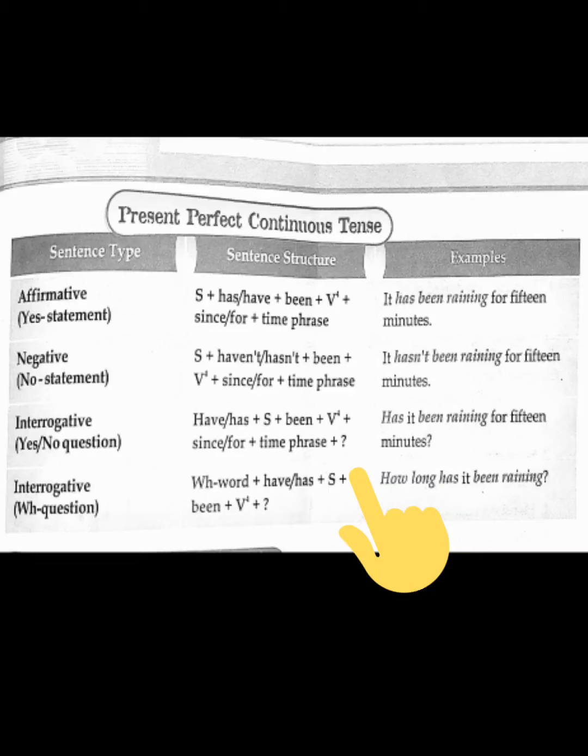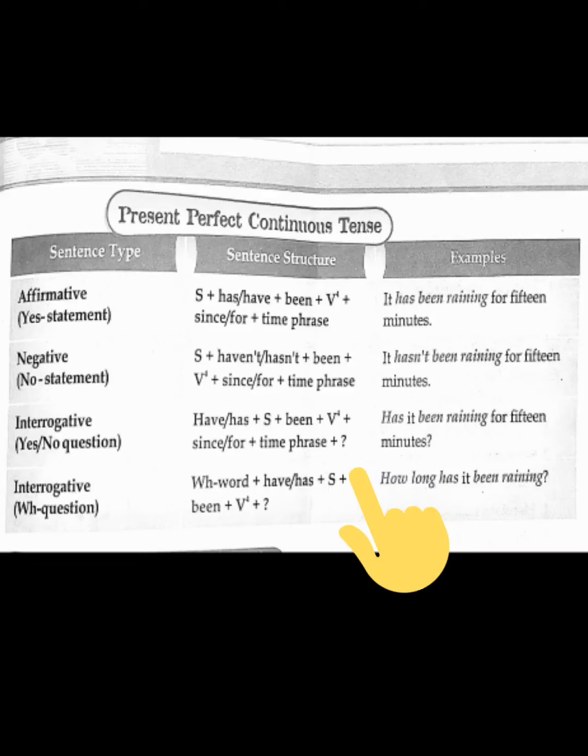Now the last one, interrogative case with WH question. So WH word plus have/has plus subject plus been plus verb fourth form plus question mark. So the example can be, how long has it been raining? Can you see? How long has it been raining? Question mark. So in this case, whatever question tag you will have, that will come to the first position.